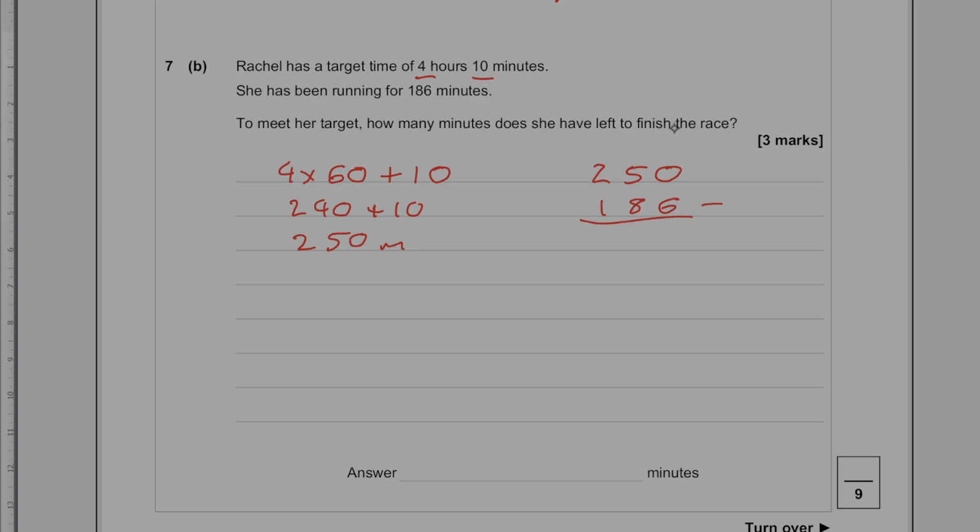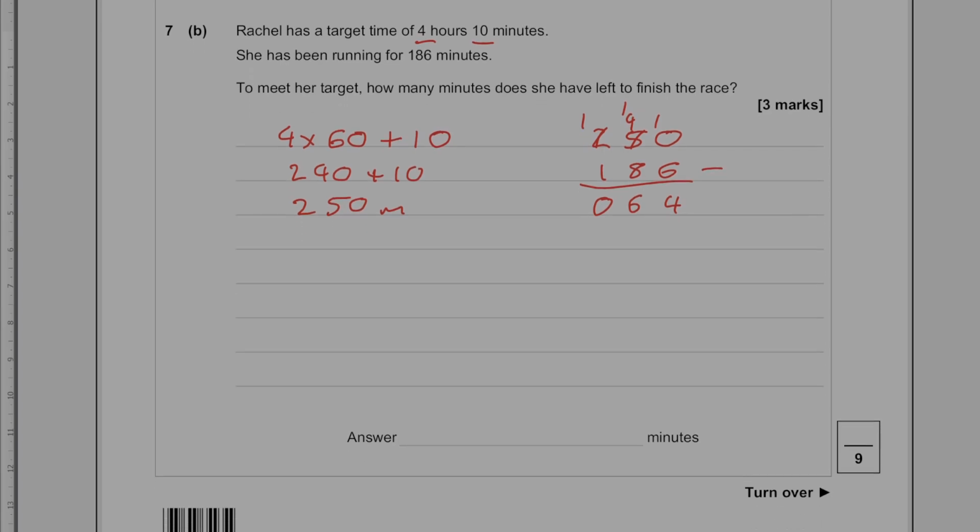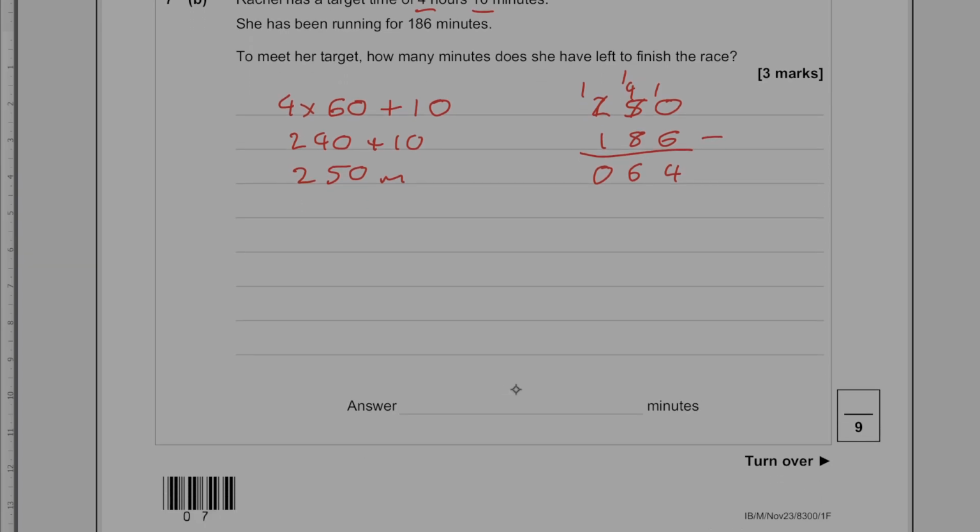So can't take 6 away from 0, so we're going to exchange here. 10 take away 6 is going to give us 4. 4 take away 8 we can't do, so we exchange here again. So 14 take away 8 is going to give us 6. And then, so she's got 64 minutes. How many minutes does she have to finish the race? 64.